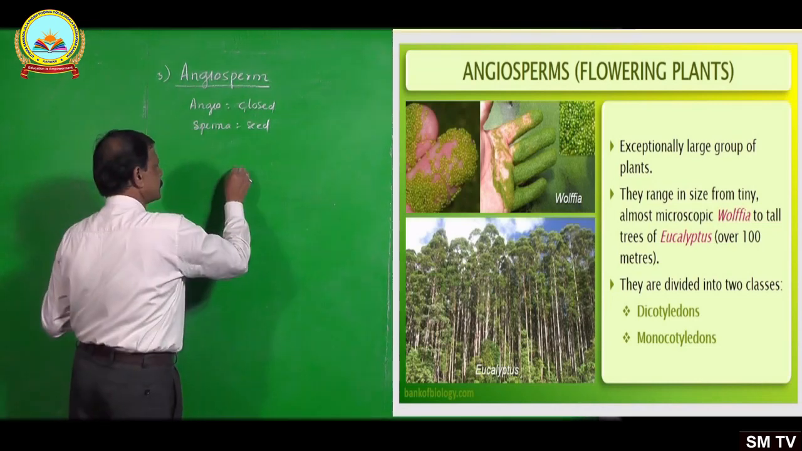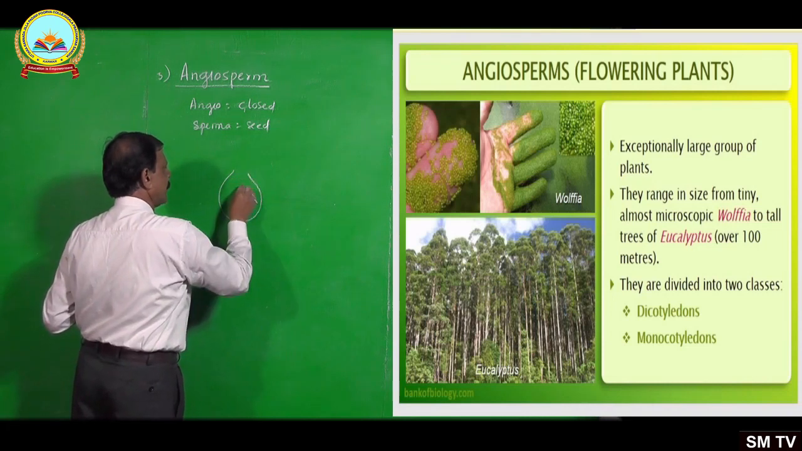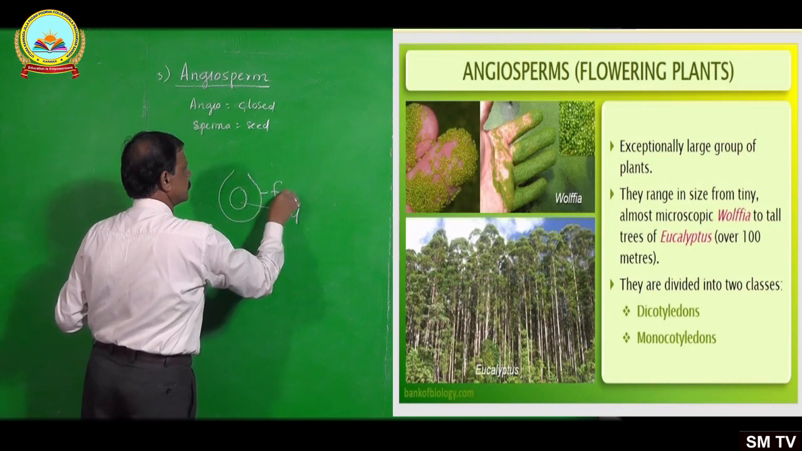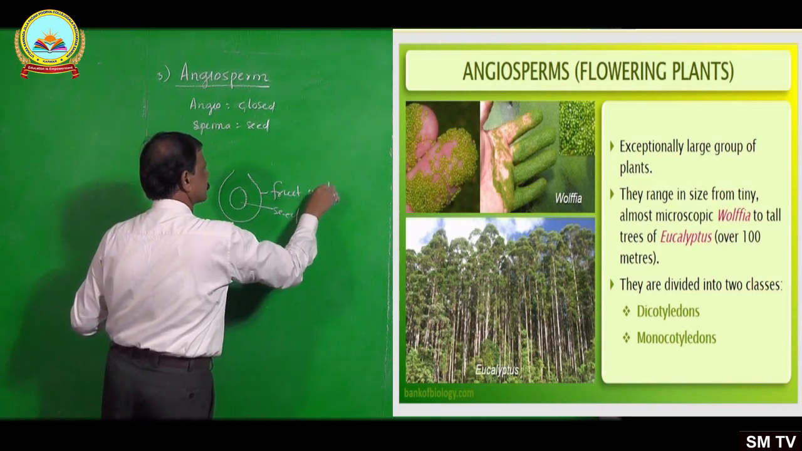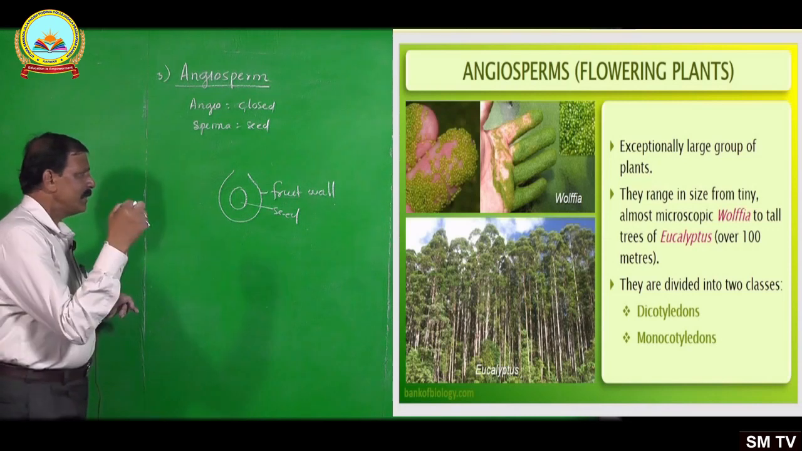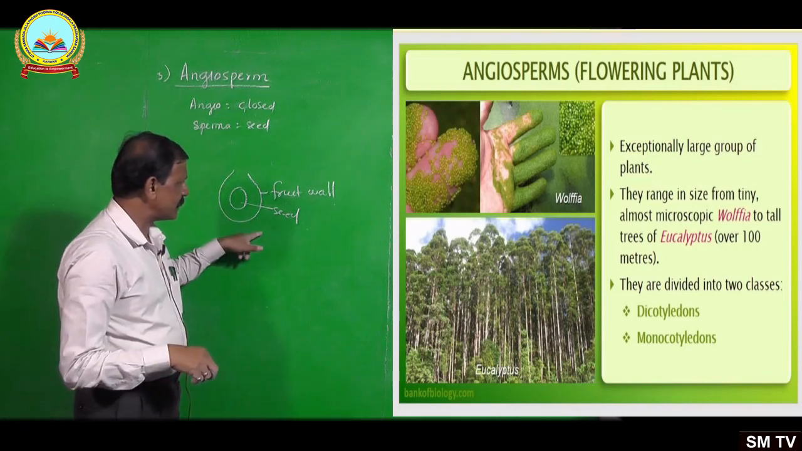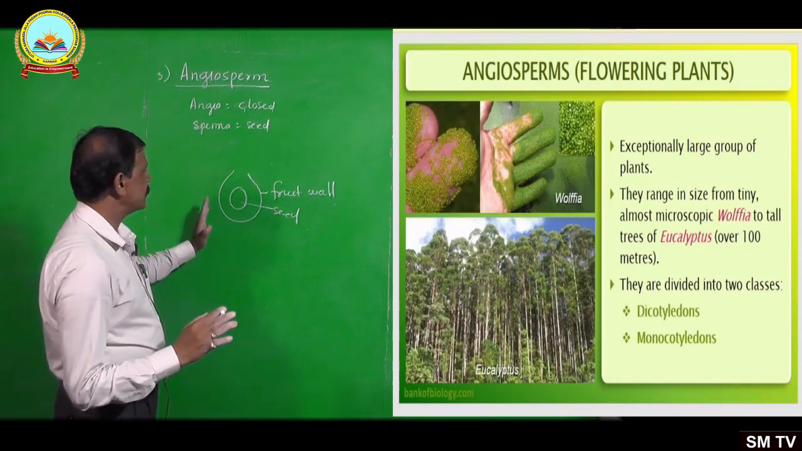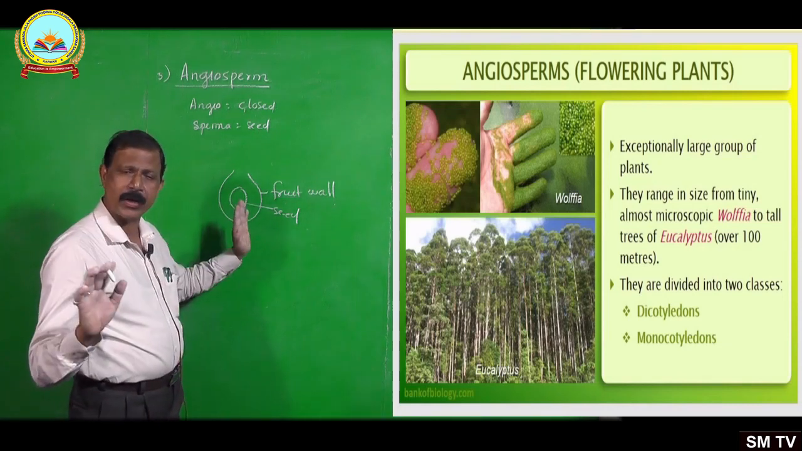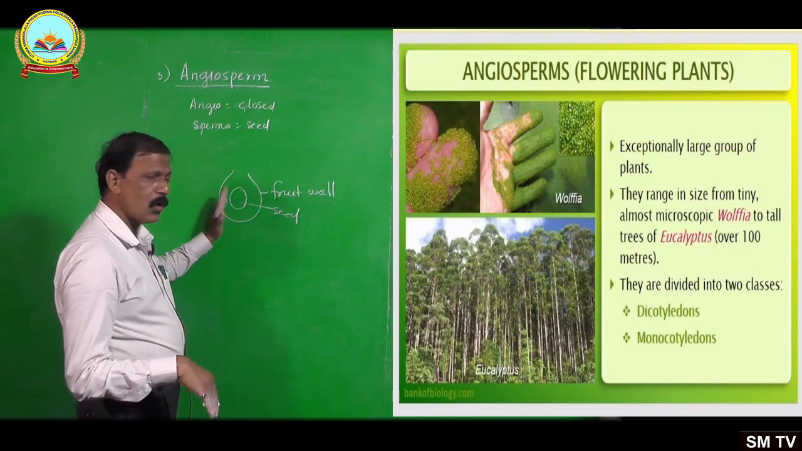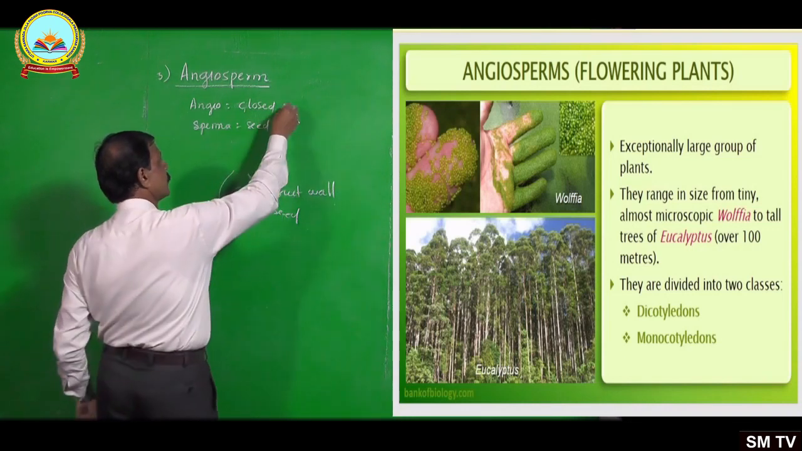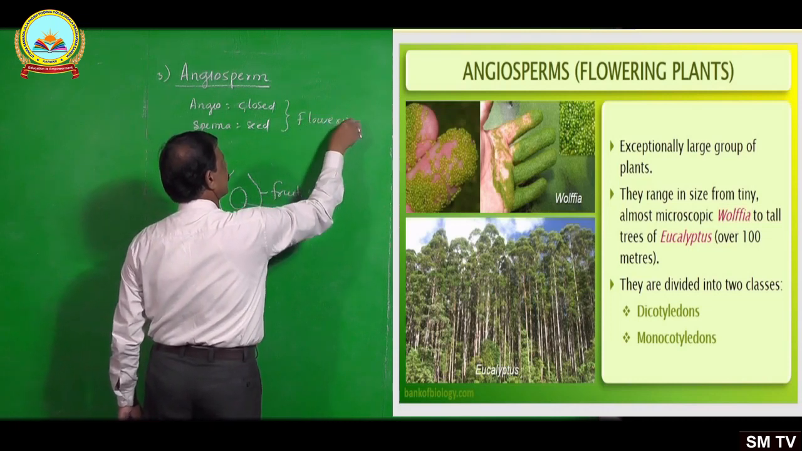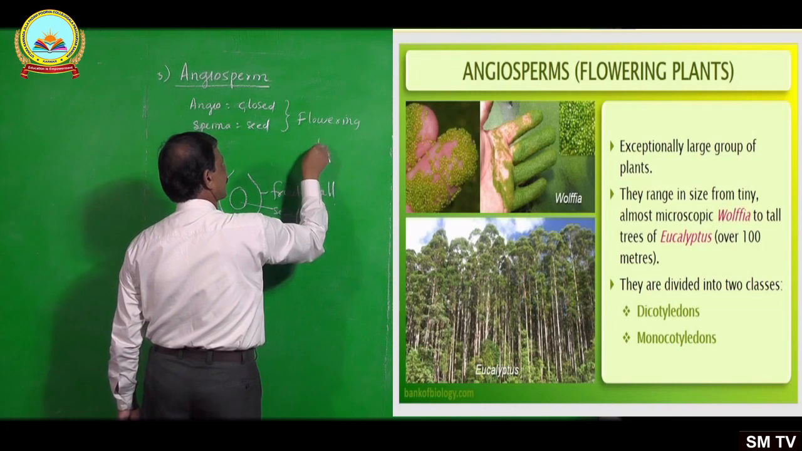And see, for example, this is an ovary, this is a seed, and this is the fruit wall. Inside the fruit, the seed is present. So unlike the gymnosperm, here the seed is not naked, not open; it is enclosed by the fruit wall. That is why they are called angiosperms, and all angiosperms produce flowers, which is why they are called flowering plants.